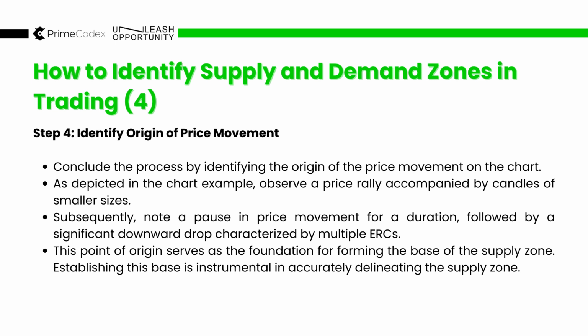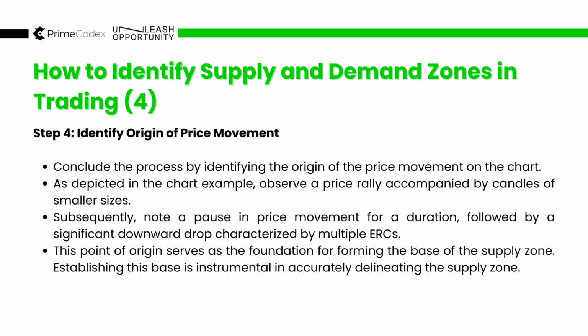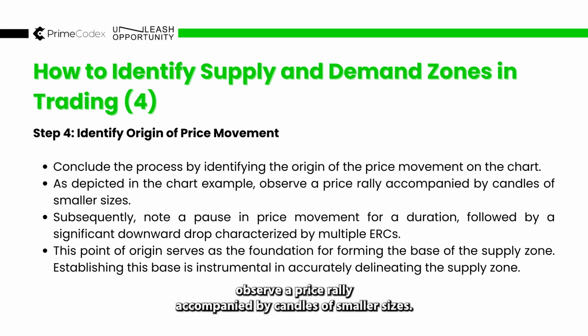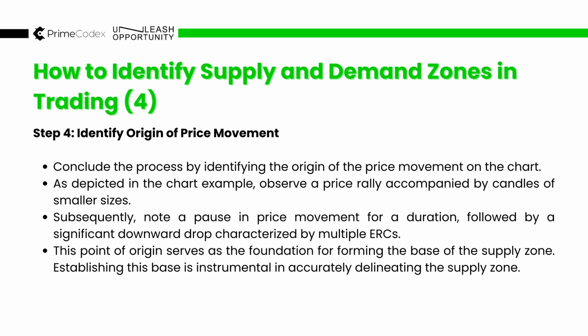Step 4. Identify the origin of the price movement. Conclude the process by identifying the origin of the price movement on the chart. As depicted in the chart example, observe a price rally accompanied by candles of smaller sizes. Subsequently, note a pause in price movement for a duration, followed by a significant downward drop characterized by multiple ERCs. This point of origin serves as the foundation for forming the base of the supply zone. Establishing this base is instrumental in accurately delineating the supply zone.